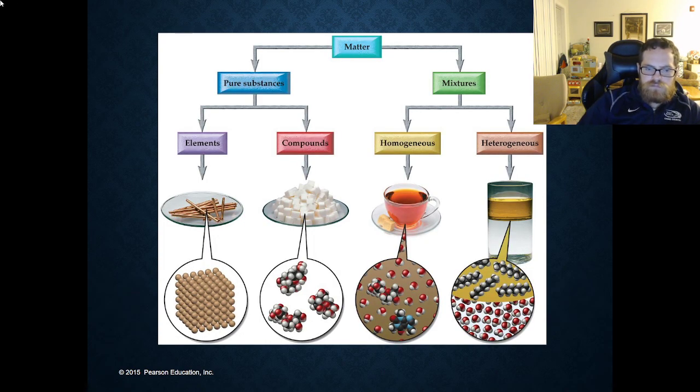So, elements, periodic table. Compounds, multiple things from the periodic table together, chemically bonded. Mixtures. Homogeneous, look for something that you can't tell the difference of one part from another. And heterogeneous, look for something where you can. Oil and water is one of those classic examples because oil is hydrophobic. It repels water, and so they won't combine.